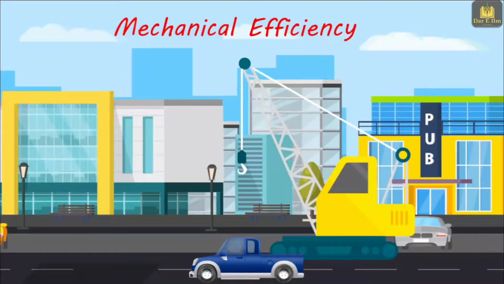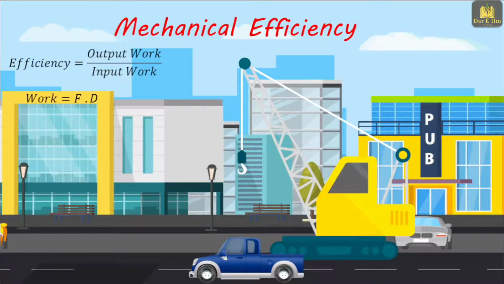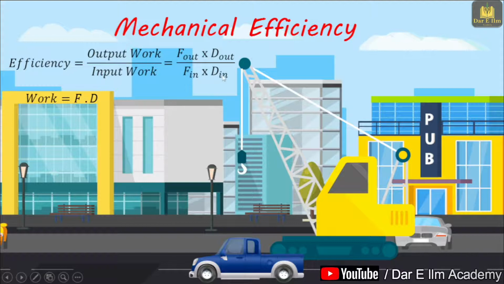Let's talk about mechanical efficiency. Mechanical efficiency is a ratio of output work to input work. As we know, for maximum work, the equation is W is equal to force multiplied by displacement. So we can write mechanical efficiency in the form of work as output work is equal to F output multiplied by displacement output, and input work is equal to F input multiplied by displacement input. We will take the ratio of these two works, then we can get the efficiency.